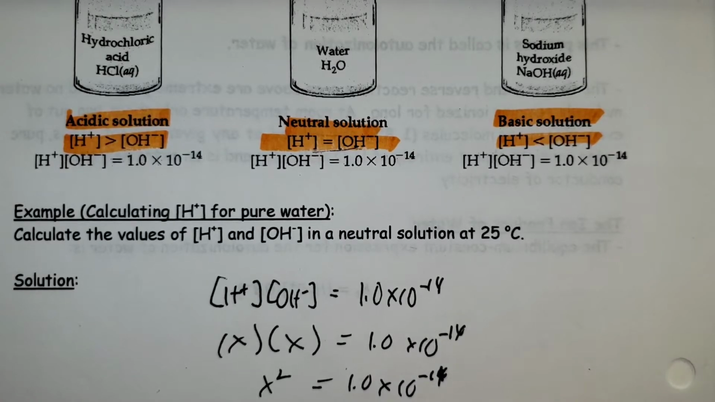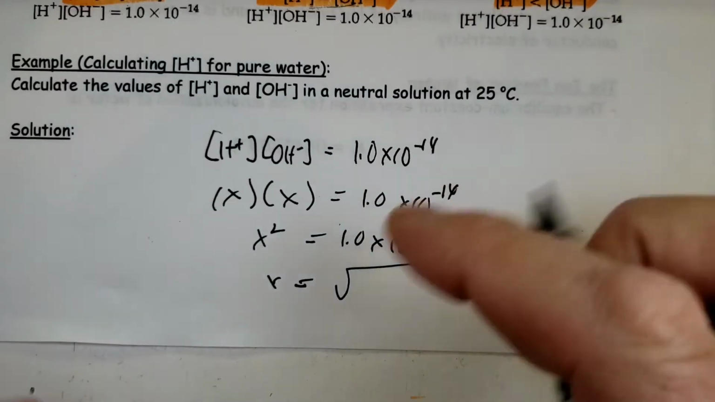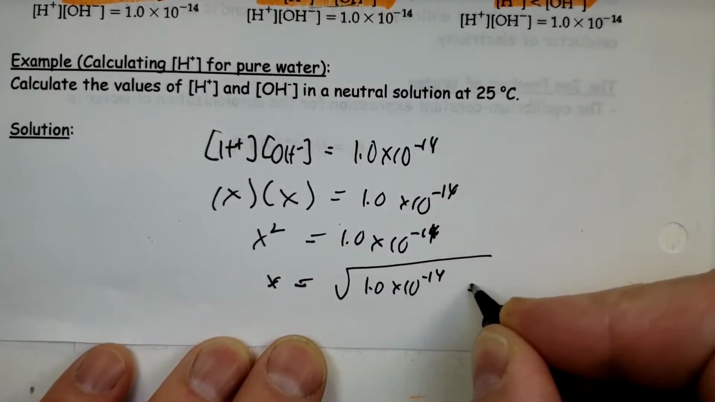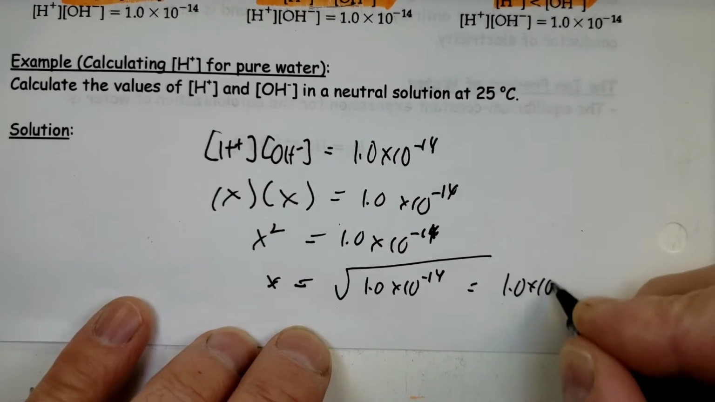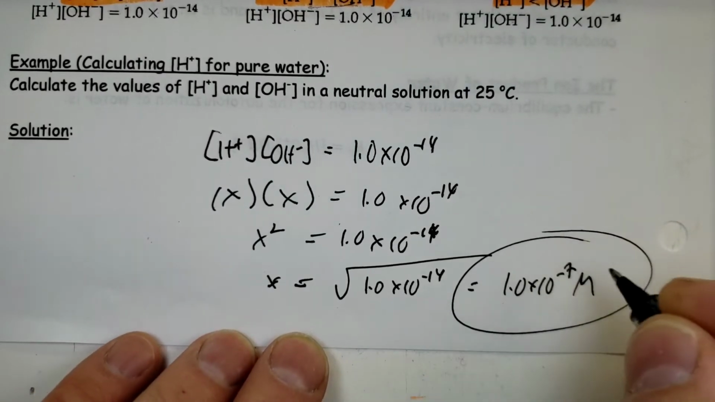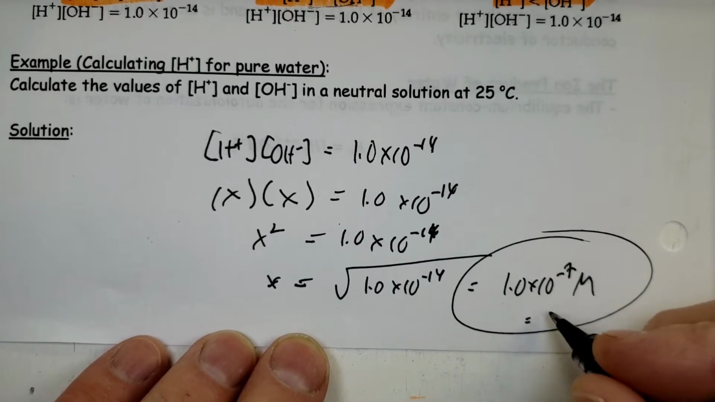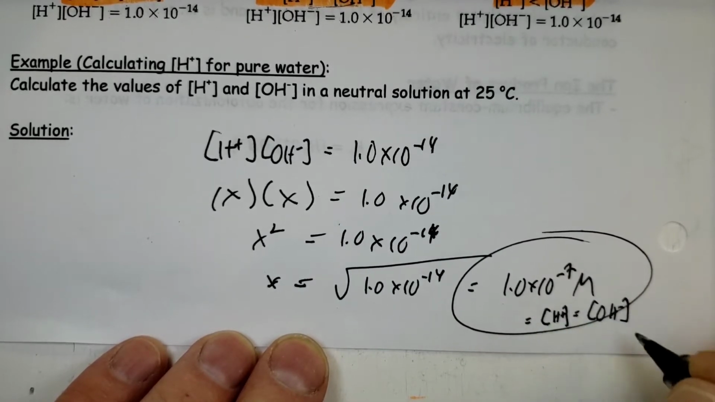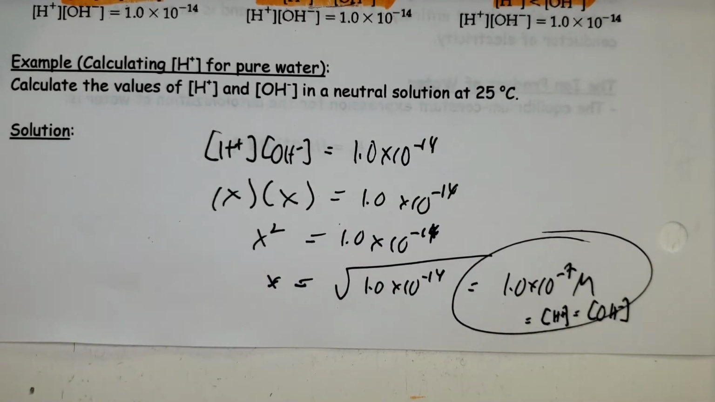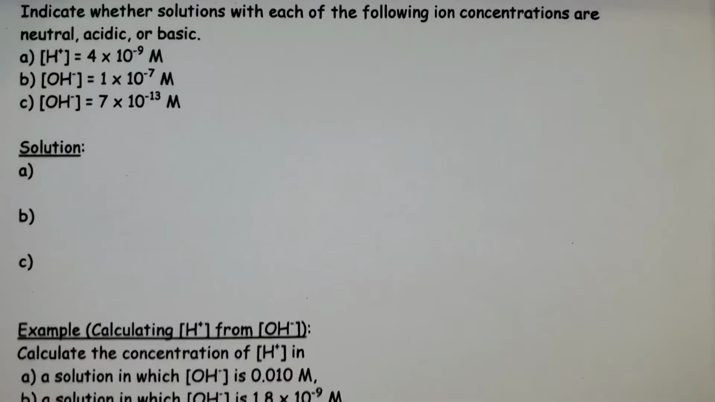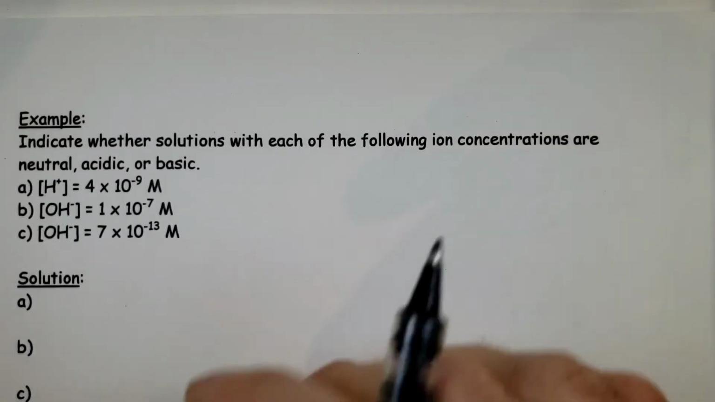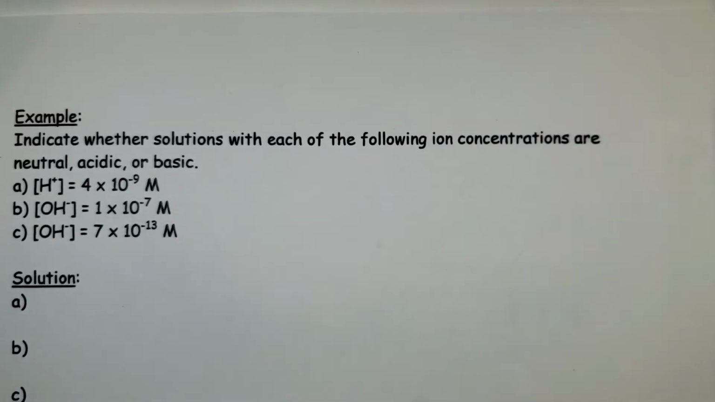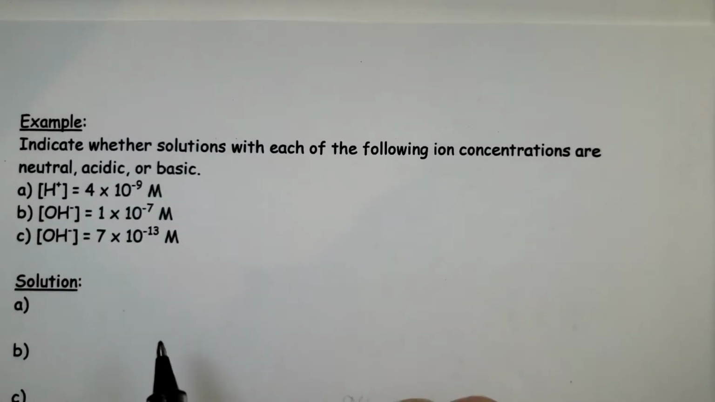And if I take the square root to isolate x, I get 1.0 times 10 to the minus 7 molar. So, which equals [H+], and also equals [OH-]. So the concentrations of those must be equal in order for that to happen. All right, knowing that, I can look at these examples here. Indicate whether solutions of these are neutral, acidic, or basic.